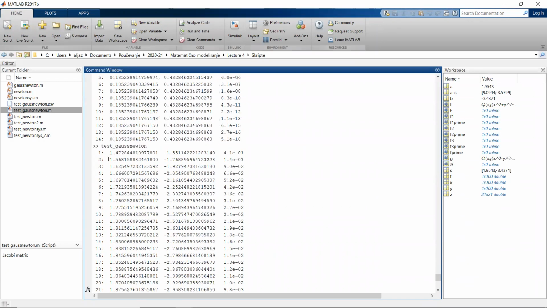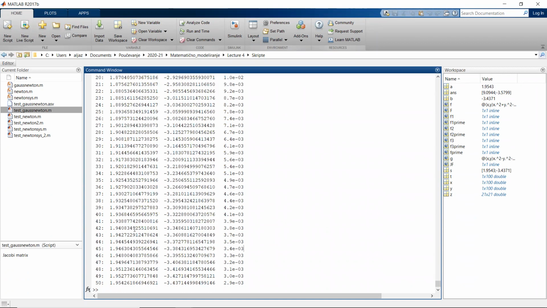However, we see that in this case, the method needed 50 steps. So we reached the maximum number of steps in the final iterate, and the convergence is not really good because the relative error is still 10 to the power of minus 3. So now at least we know that the actual solution is somewhere near 2 and minus 3, and we can try to improve this solution.